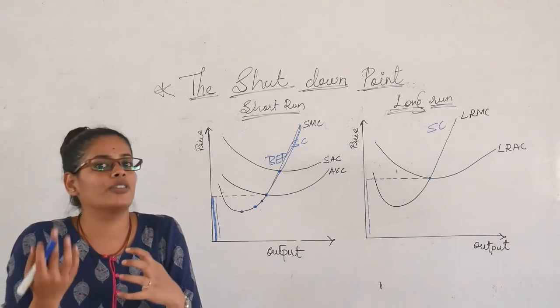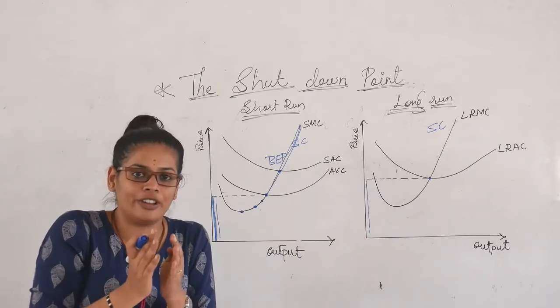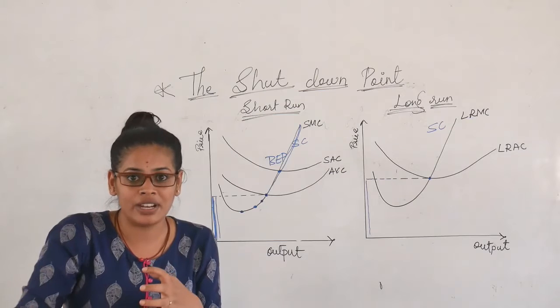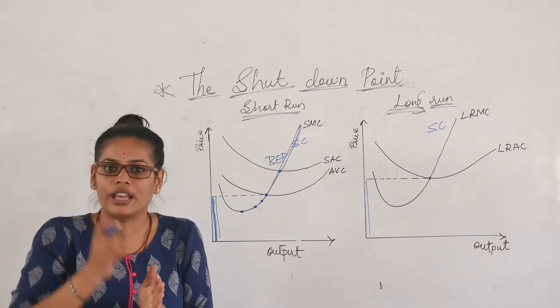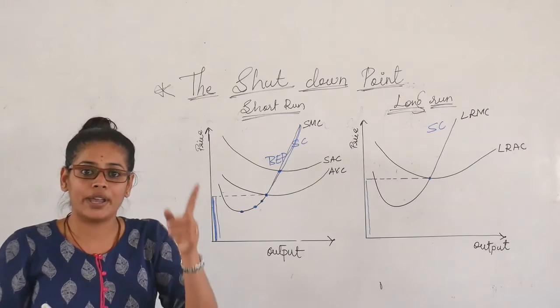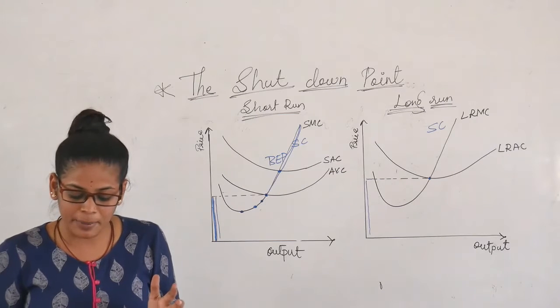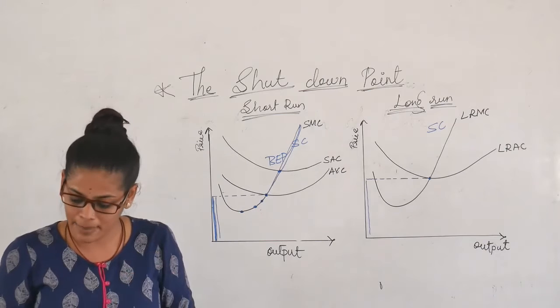In the short run, even if a company is not earning the normal profit, it can still run its business. But in the long run, this is not the situation. If it is earning less than the normal profit, then it has to exit from the market. In the short run, however, it may produce even with less than normal profit, and it can still exist in the market.